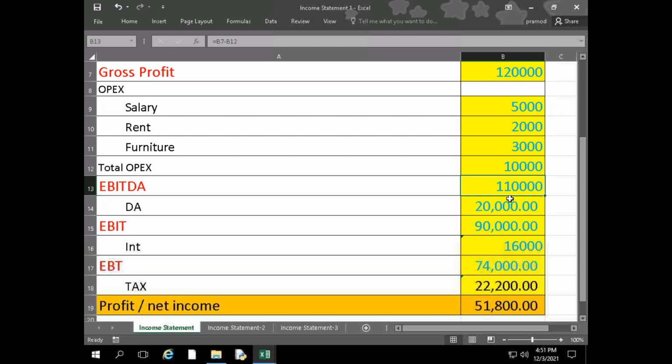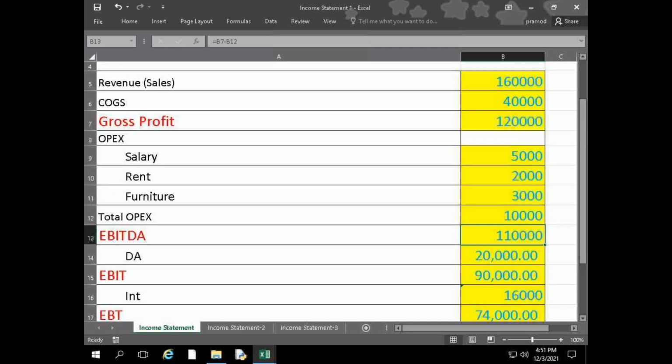That is what you need to apply. Common sense you should apply here. So if gross profit or OPEX is the same, OPEX minus gross profit is the same. But if my gross profit is more, and if my OPEX is less, if I do the EBITDA, if I do OPEX minus gross profit, obviously it will show me a negative value.